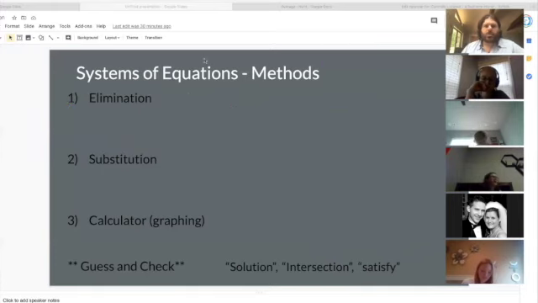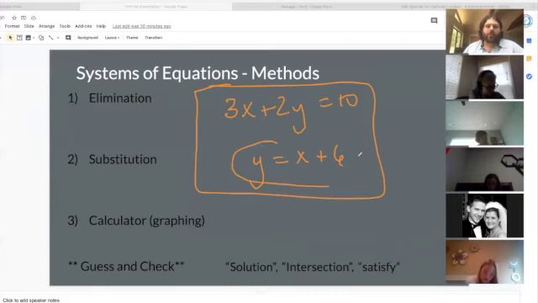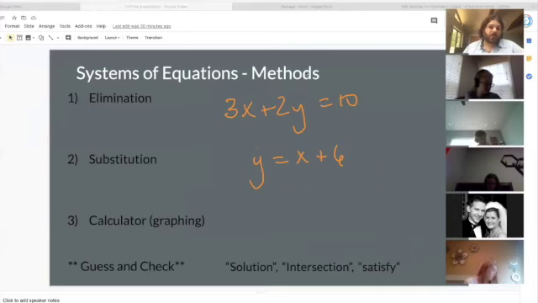Okay, let's try the next method, substitution. This method works by solving for one variable in the equation. So like if I had 3x plus 2y equals 10, and then I had that y was equal to x plus 6. If I was solving this system and I notice that one of my variables is already solved for, right? The y is by itself. This is going to be what I'm going to do most likely.